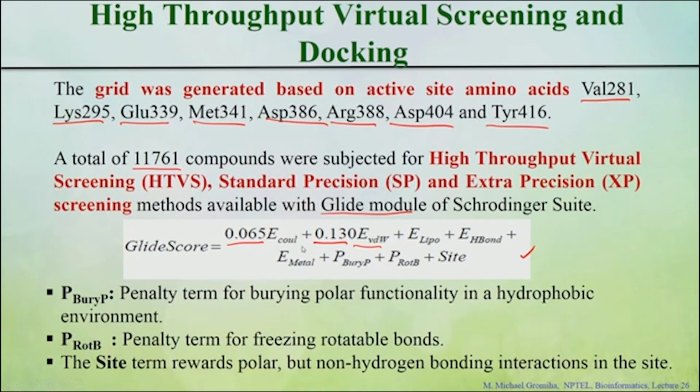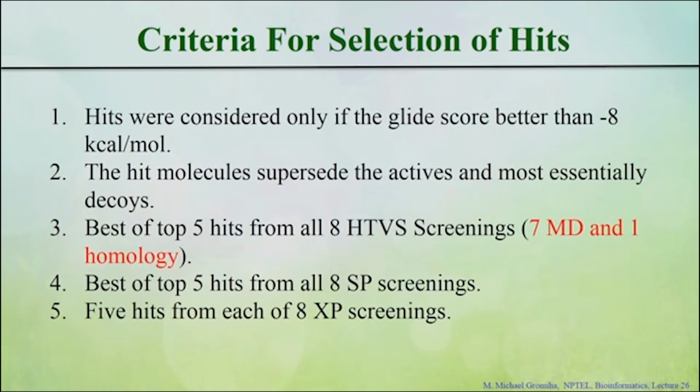Now, how to get the hits? We can use the Glide score with different types of screening. We can use the high throughput screening, the standard precision and the extra precision. In each case you can get some data and rank all of it. You can see the best top 5 hits from all the screening methods, that is 7 MD and 1 homology model structure.